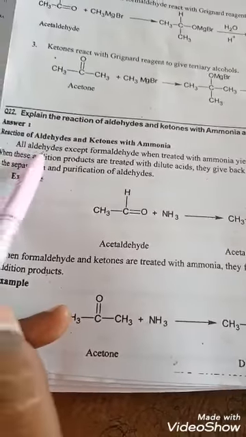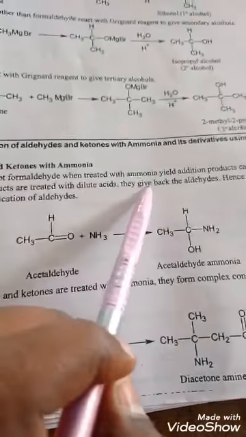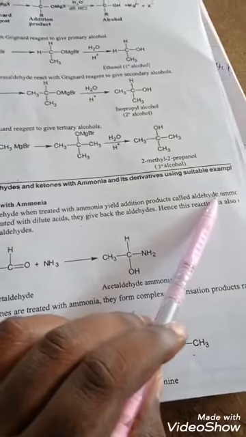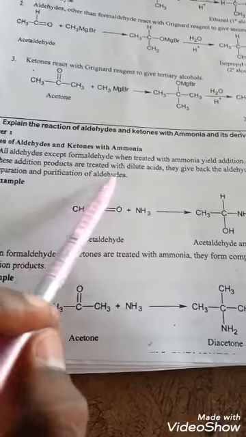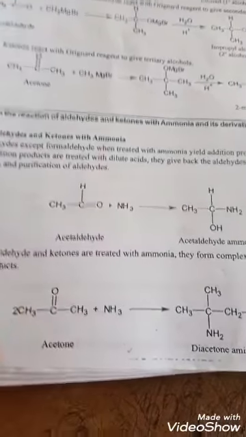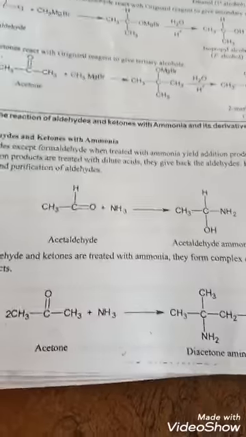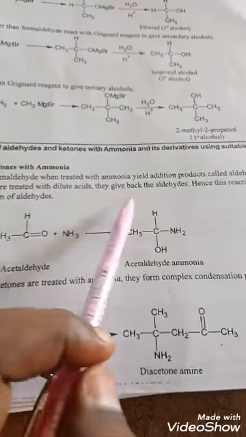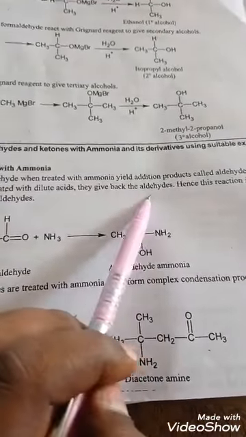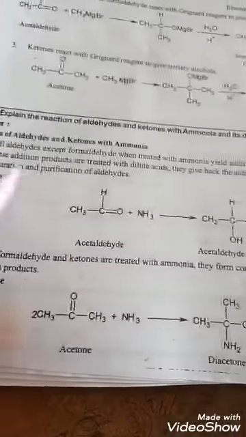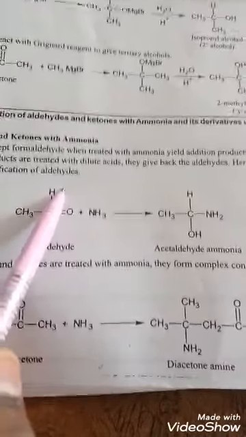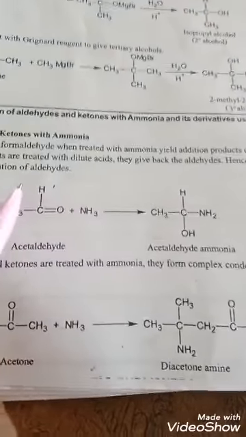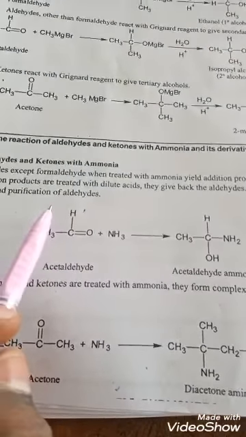All aldehydes except formaldehyde, when treated with ammonia, yield addition products called aldehyde ammonias. When these addition products are treated with dilute acids, they give back the aldehydes. Hence this reaction is also useful in the separation and purification of aldehydes.